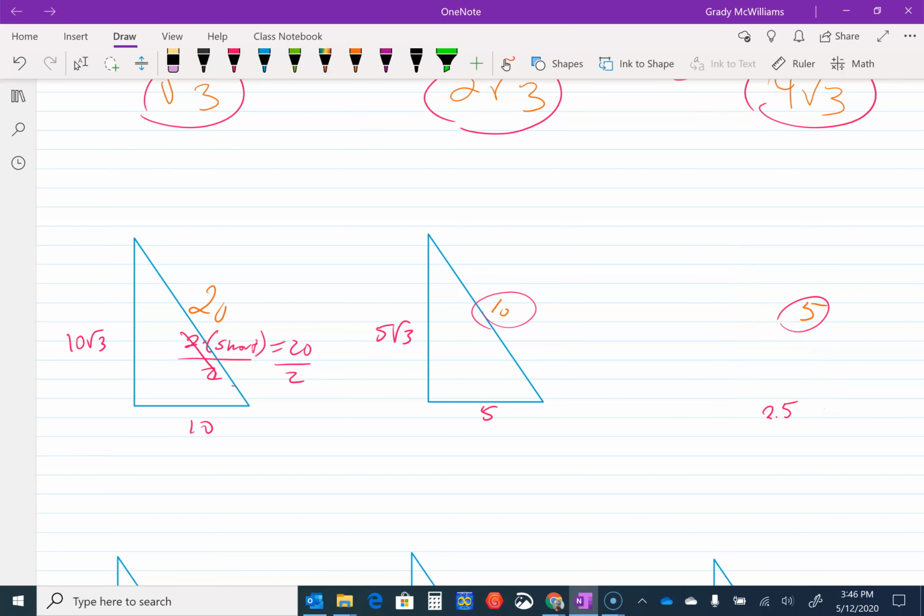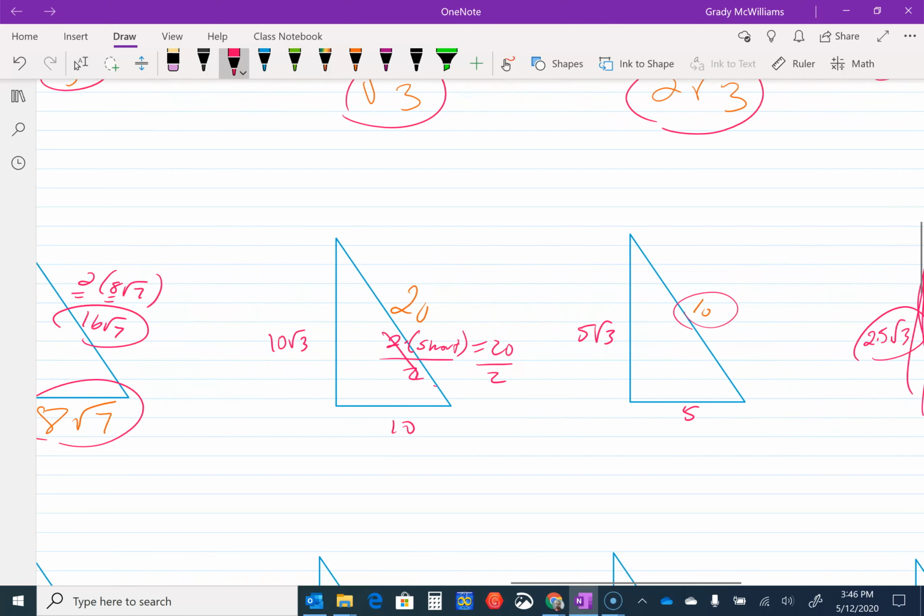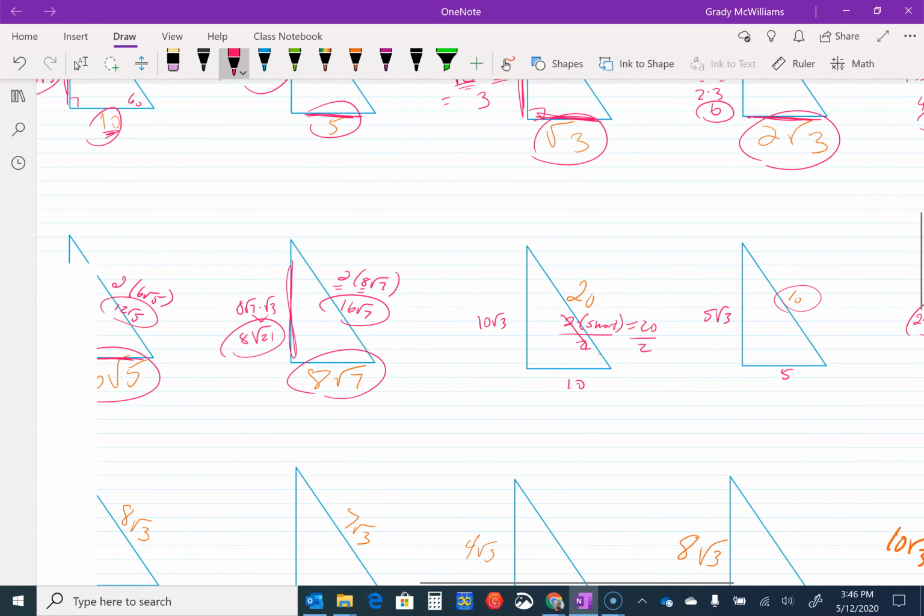Whoops, I don't know why I put that. So this has got to be 2.5. And then 2.5 times the square root of 3 is the longer leg. Okay, so short leg, long leg is the short one times the square root of 3, hypotenuse is twice the short leg. Still keeps working the same way in all of these.